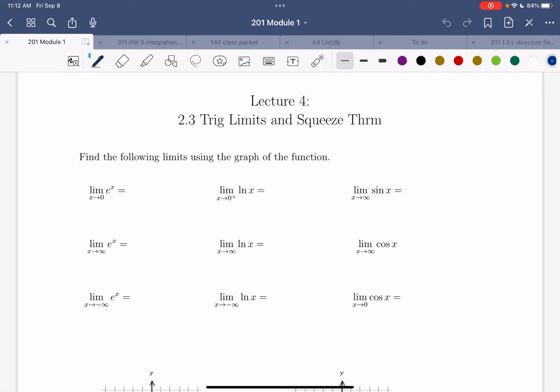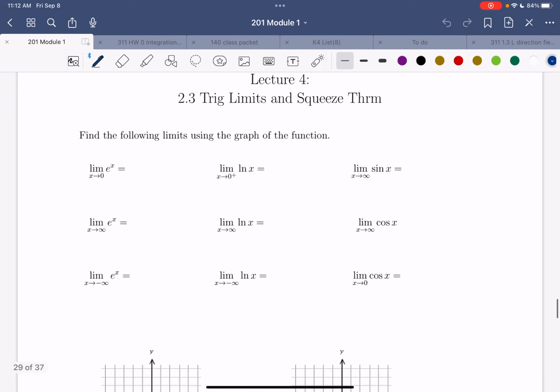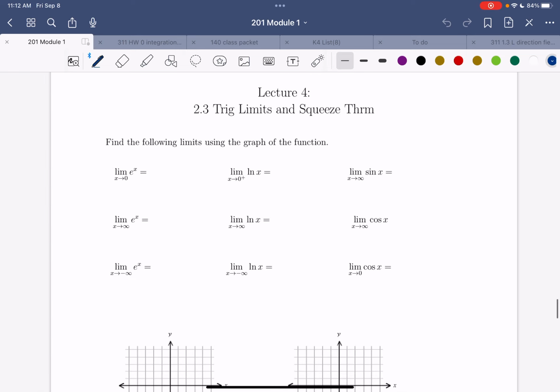Hello there, this is lecture 4 on section 2.3, trig limits and squeeze theorem. So we're going to move on. So far we've looked at limits as we approach polynomials and rational functions at a point and to and from infinity. But we haven't looked at any of our special functions, so let's take a peek at how some of our special functions are going to work.